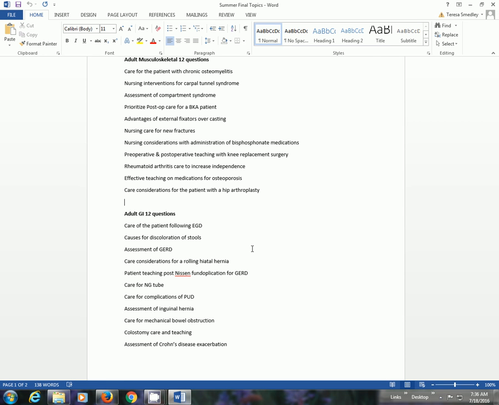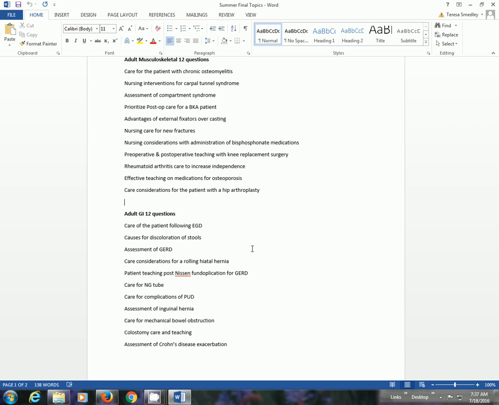Patient teaching post-Nissen fundoplication for GERD. Know what you need to teach your patient about the procedure, and also what to expect later on. Nissen fundoplication is not a cure. Okay, it just helps to control the GERD. It does not cure the GERD. Care for NG tube, and you need to know specifically how to assess for complications with the NG tube.